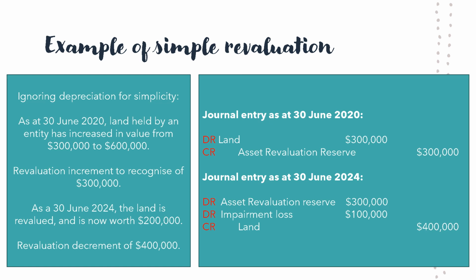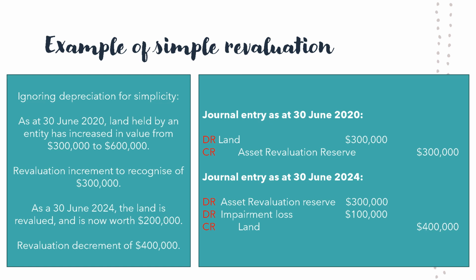Therefore, the journal entry we would need to post to bring to account this revaluation is a debit to our land account to increase its value by the $300,000, and then we will establish an asset revaluation reserve where we will credit in the $300,000 increment.